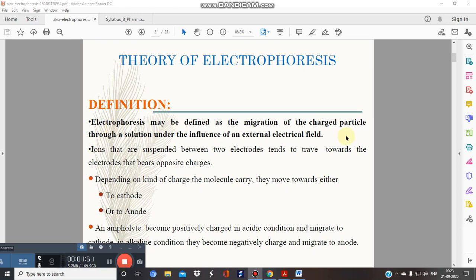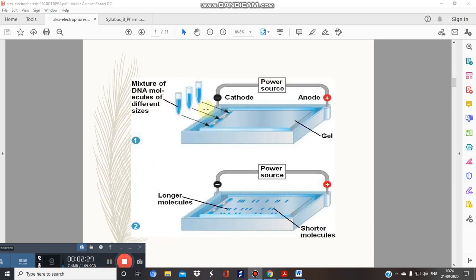Now, how does this migration of charged particles aid in separating or identifying different types of compounds and constituents? So let's see. Ions that are suspended between the two electrodes tend to travel towards the electrode that has an opposite charge. As you know, there are two types of electrodes we generally use, cathode and anode. Just see this instrumentation setup. The anode carries the positive charge, whereas the cathode carries the negative charge.